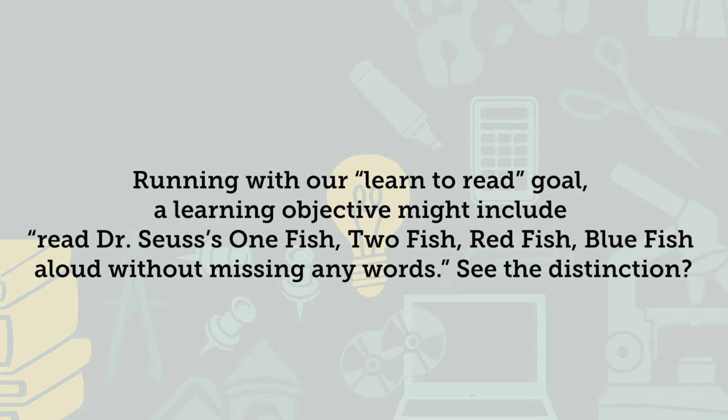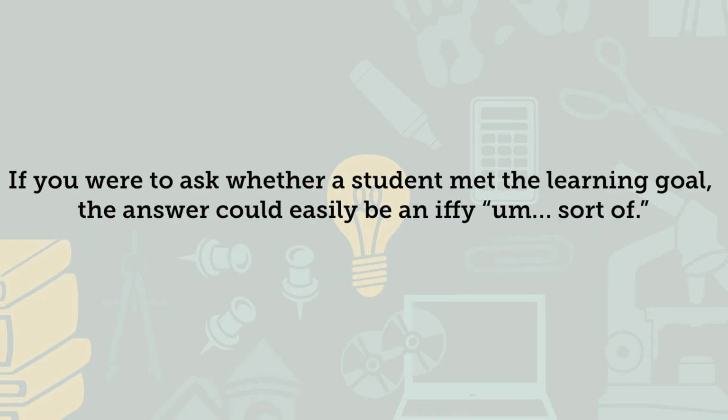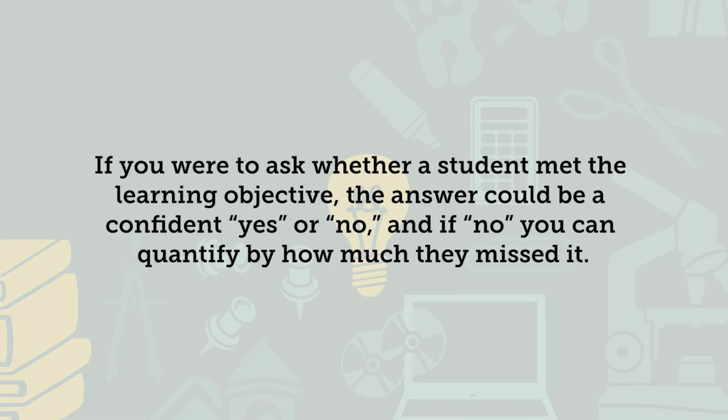Running with our learn to read goal, a learning objective might include read Dr. Seuss's One Fish, Two Fish, Red Fish, Blue Fish aloud without missing any words. See the distinction? If you were to ask whether a student met the learning goal, the answer could easily be an iffy, sort of. If you were to ask whether a student met the learning objective, the answer could be a confident yes or no, and if no, you can quantify by how much they missed it.